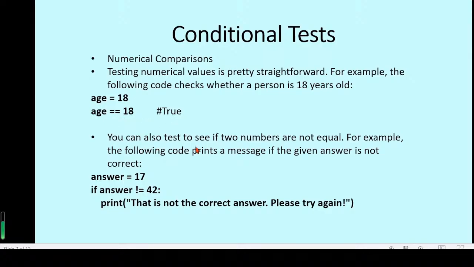You can also test to see if two numbers are not equal. For example, the following code prints a message if the given answer is not correct. So answer is 17. We test if answer is not equal to 42. Then we print a message: this is not the correct answer, please try again.